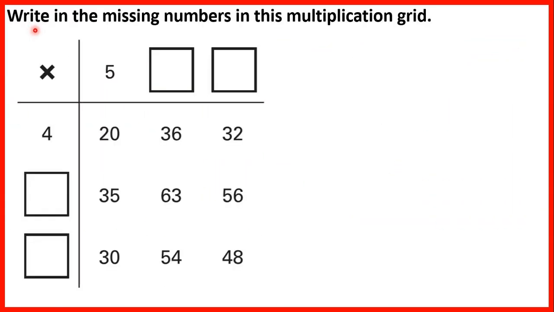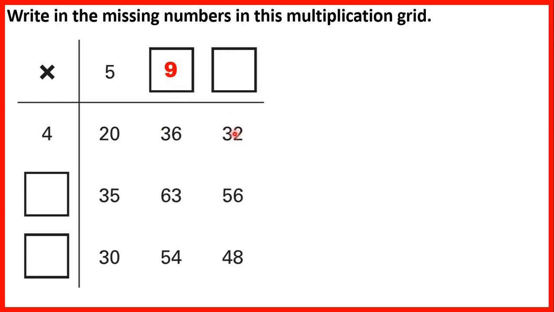Write in the missing numbers in this multiplication grid. So we can see how multiplication grids work, because we have the number 20, and to the left we have 4, and above we have 5, and 4 times 5 is 20. So if we want to find this box here, we have 36 below it. So 4 times whatever this number is equals 36. So really, we have a missing number multiplication. 4 times what is 36? Well, 36 divided by 4 is 9, so our missing number is 9.